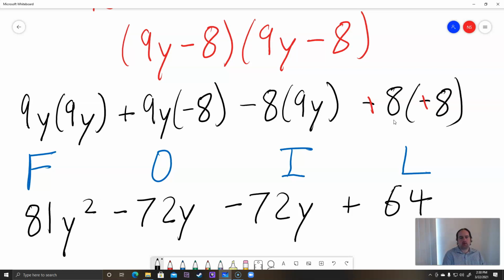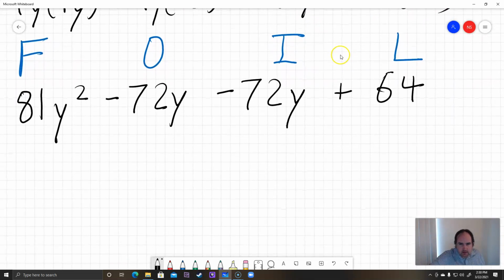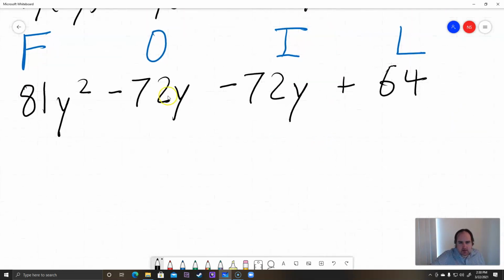Okay? So you should have 81y squared minus 72y minus 72y plus 64. Okay, and then all we have to do with this is combine the outer and the inner. So combining the outer and the inner, what is negative 72 minus 72?